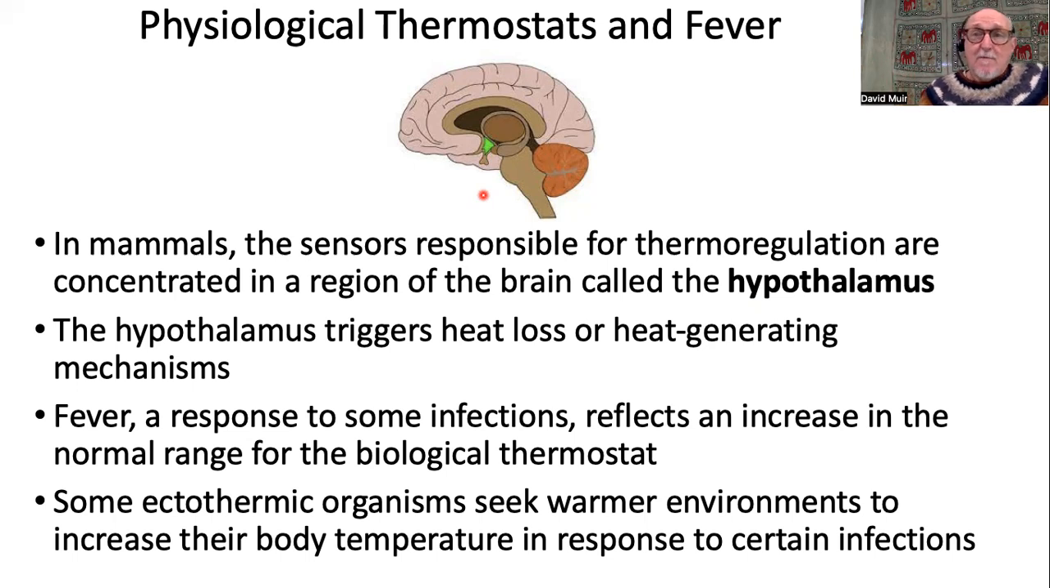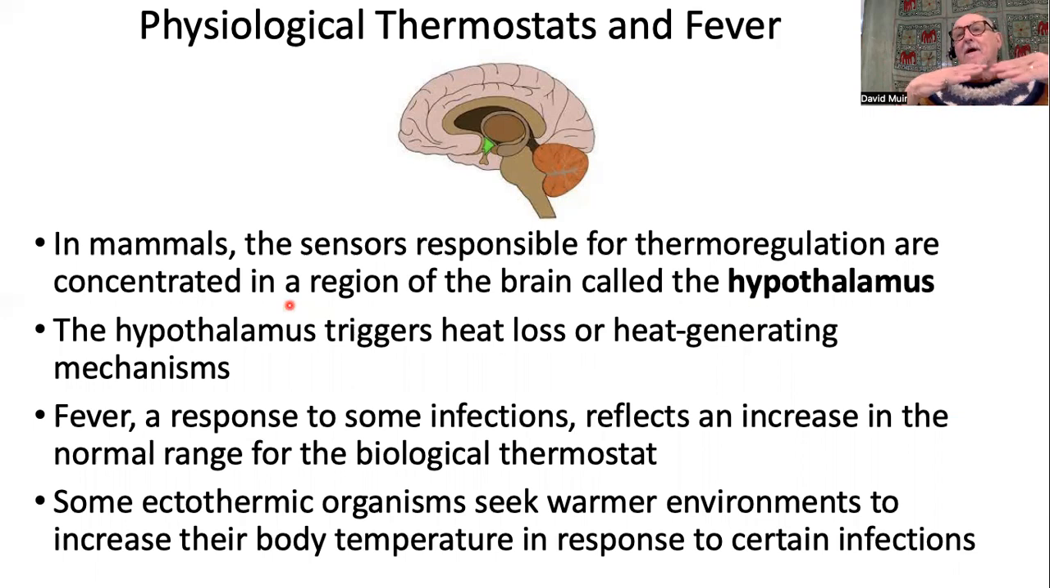Now, there are some special circumstances under which the set point can actually be raised. Our set point is normally around 37 degrees Celsius, but it can be raised by the hypothalamus. And this is a condition which we probably all know well, of fever. Fever is a response of the body usually to infection. And the set point of metabolism is raised above 37 degrees Celsius. And there's an important reason for that. That is that many pathogens are adapted to reproduce at 37 degrees Celsius, and they don't do as well.